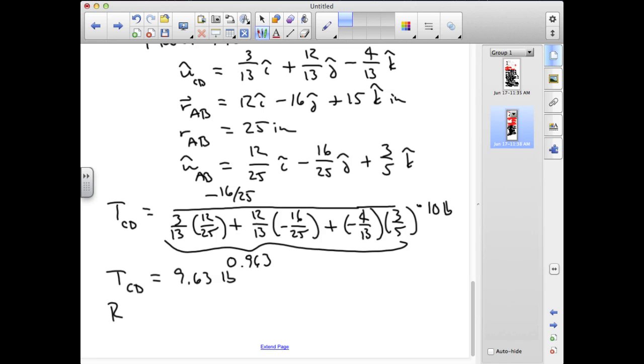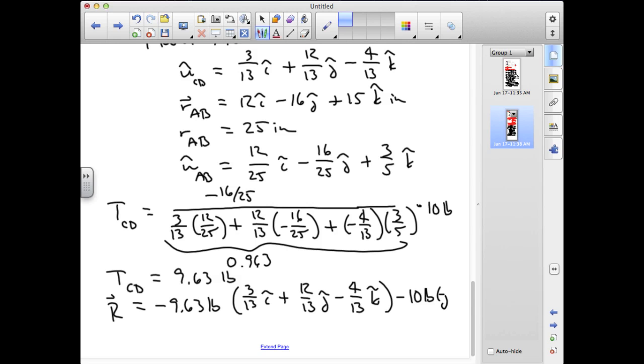We can then find our reaction force from the manipulated form of the vector equilibrium equation. So we bring the minus TCD minus W over to the right-hand side. We now have minus 9.63 pounds on the unit vector from C to D. So that's 3 over 13 I plus 12 over 13 J minus 4 over 13 K, minus 10 pounds in the minus J direction. When we calculate all that out, we get a reaction force of minus 2.22 I plus 1.11 J plus 2.96 K pounds.